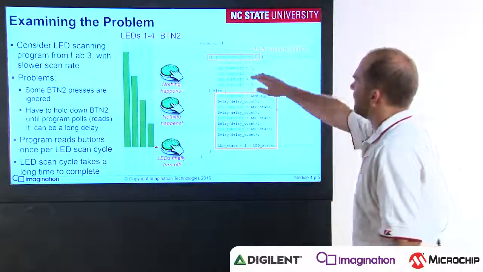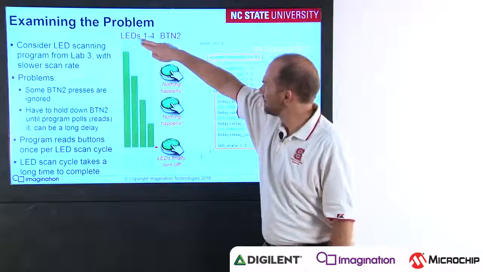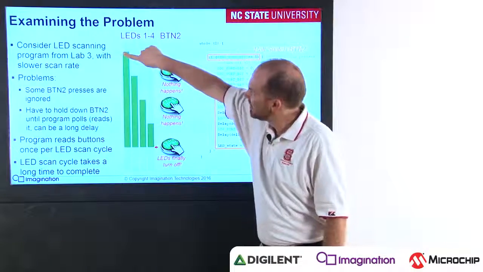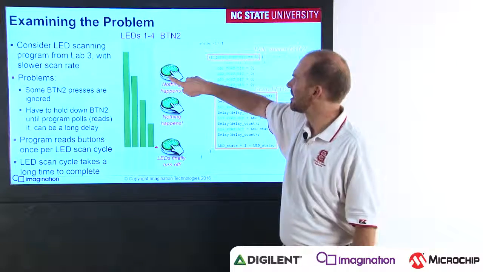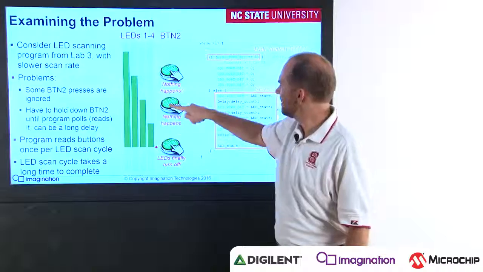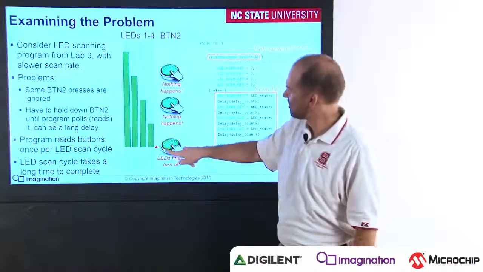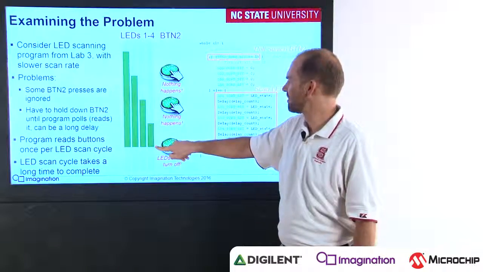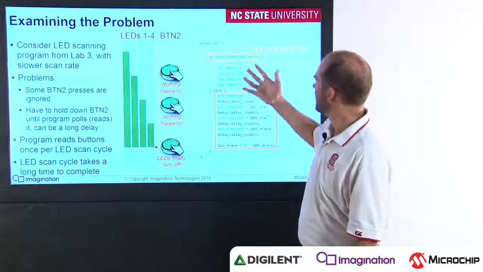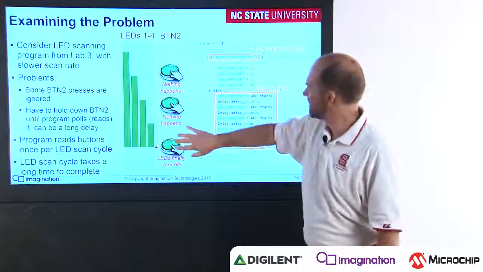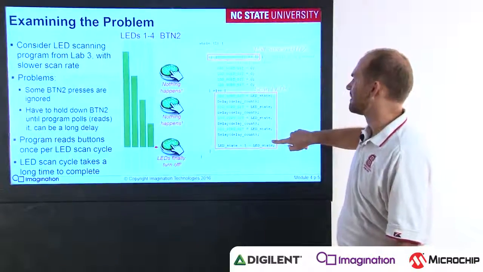So here's a visual representation of what happens with the LEDs. So time is advancing this way. LED 1 turns on, LED 2 turns on. We press the button here, nothing happens. LED 3 turns on, nothing happens. LED 4 turns on. Finally, at this point, when we press the button here, the program reads the switch and sees, oh, it's pressed, and then changes the behavior. So we've got this delay between when we poll the switch and when we scan the LEDs.